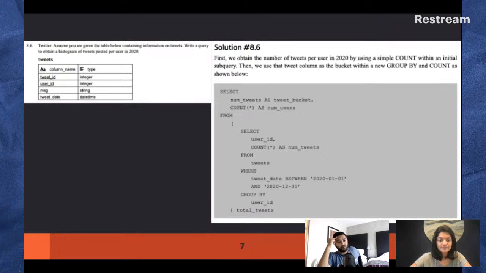So this is an example answer of that kind of question. It's just a subquery, a group by, a simple where condition, nothing crazy with string date time formatting.